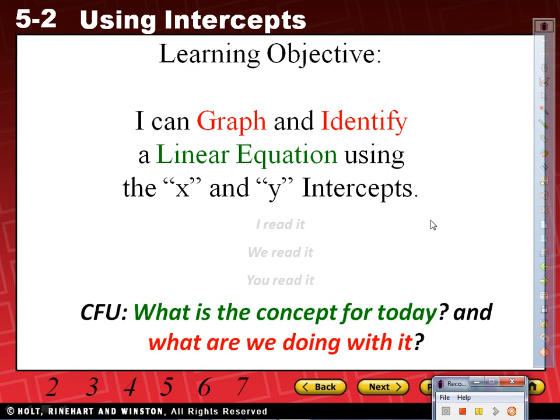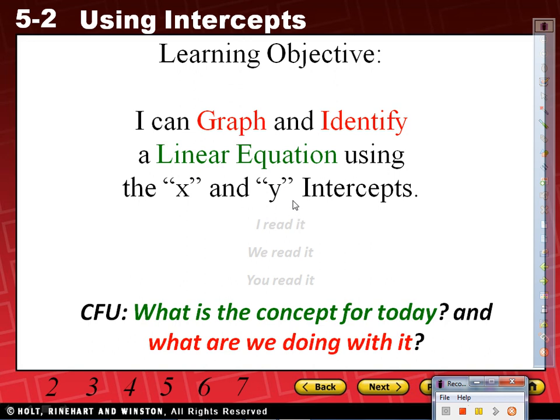Title of your notes, X and Y intercepts. You don't need the Frayer model. Our objective, write it down at the bottom left. I can graph and identify a linear equation using the X and Y intercepts.